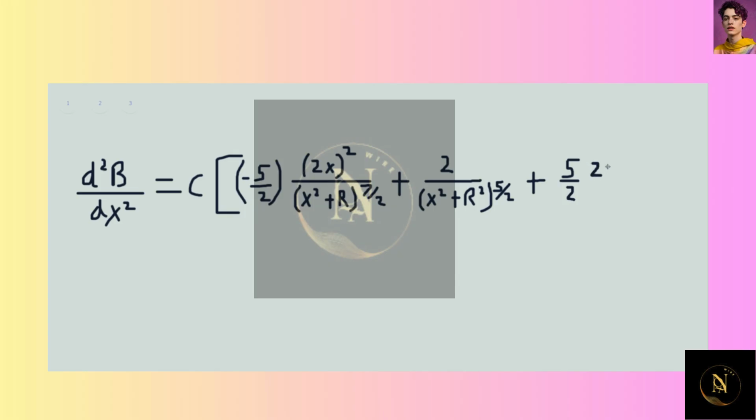So this is going to be plus, you have 5/2 times 2 squared times (r minus x) squared. And then you also had -1, but that gets squared, which is just 1. And then this is divided by (r minus x) squared plus r squared to the 7/2.